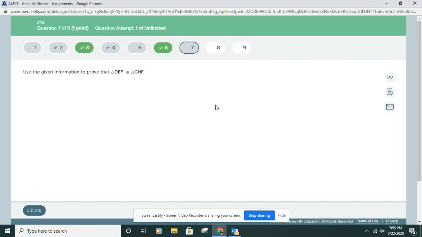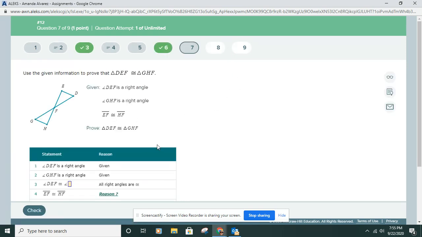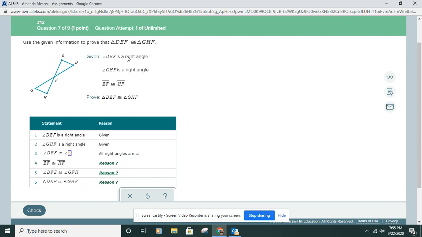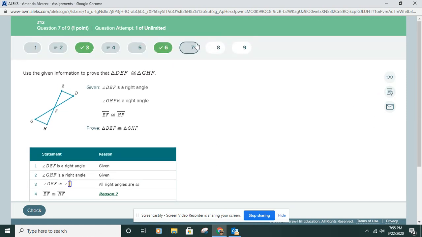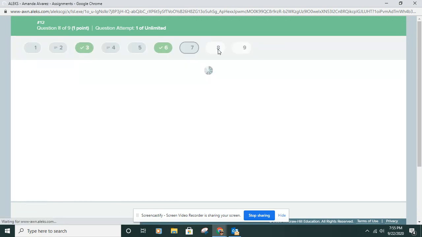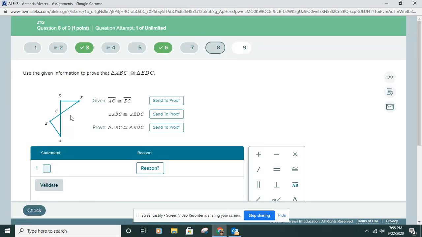Okay, and the next is, this one is just like that one, except it also has right angles. So I just want to remind you that this might come up, all right angles are congruent, but you'll actually be fine. E, F, that's given. So these proofs might be slightly different than the one that I did. Remember, you can always look for an explanation or see an example, and you can keep trying until you get it correct. All right, so here's number 8.